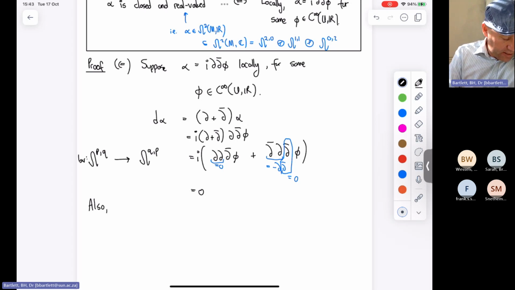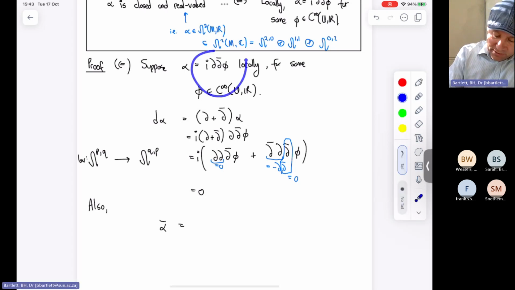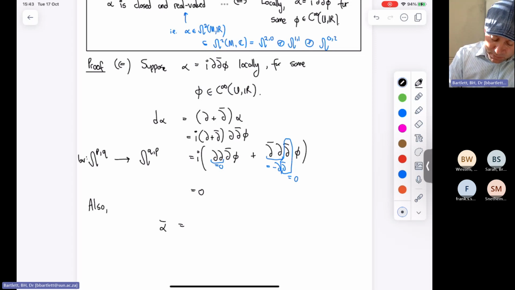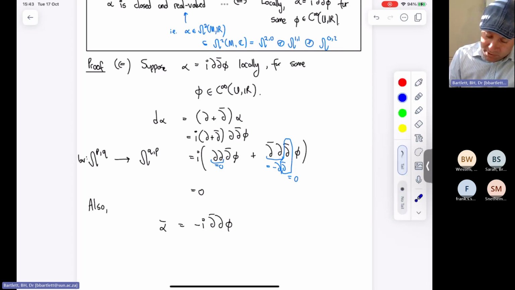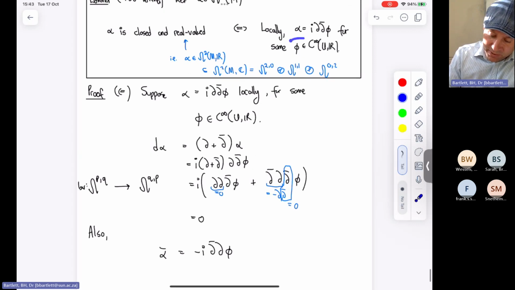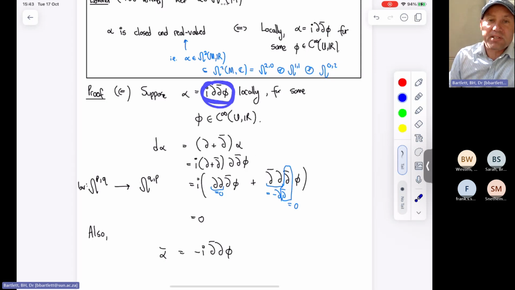Okay, so to show that something is real valued, I must just compute its bar. So I calculate alpha bar, and here's the formula for alpha. I'm going to just bar everything there. So I get minus i del del bar phi bar. I don't have to put a bar above the phi because I know that phi is real. So I just took this formula here and complex conjugated everything.